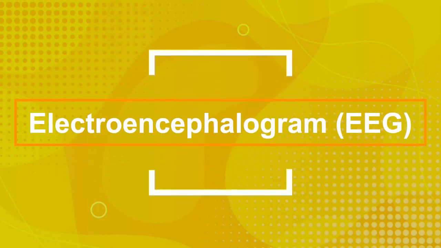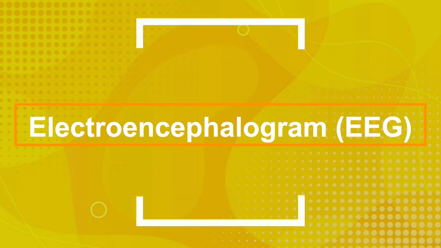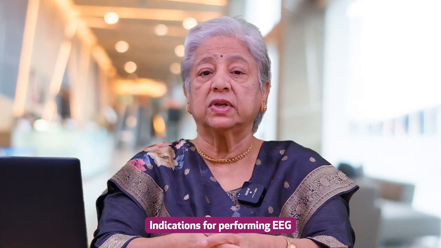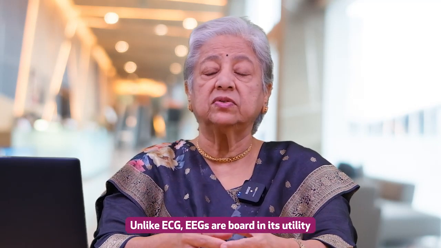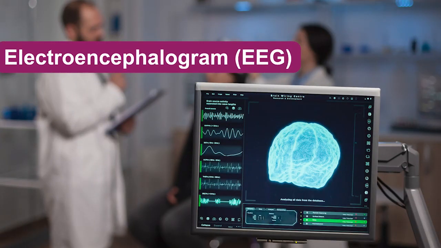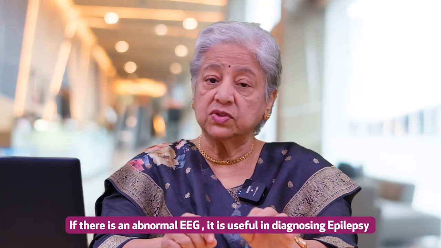Next, we move on to the EEG, or the electroencephalogram. What are the indications for doing the EEG? It is mainly for the diagnosis of epilepsy. But unlike the ECG, which is so terrific at localizing certain things, the EEG is a little bit more broad in its utility. So if you find an abnormal EEG, it is useful to diagnose epilepsy. But finding a normal EEG does not exclude epilepsy.